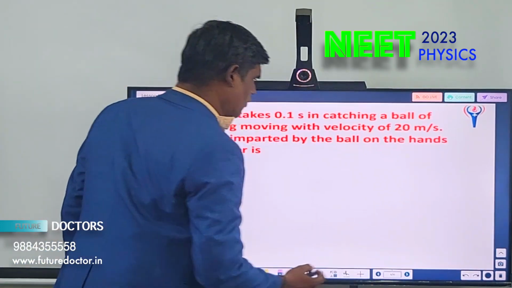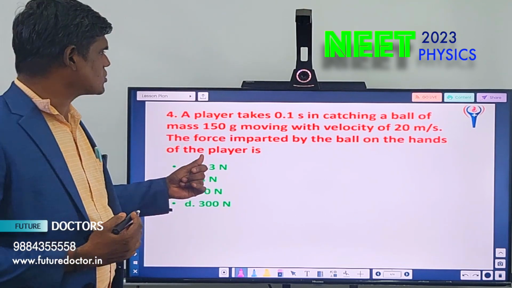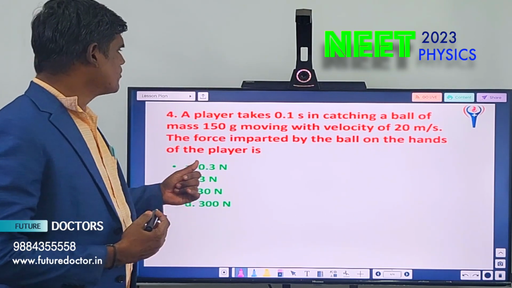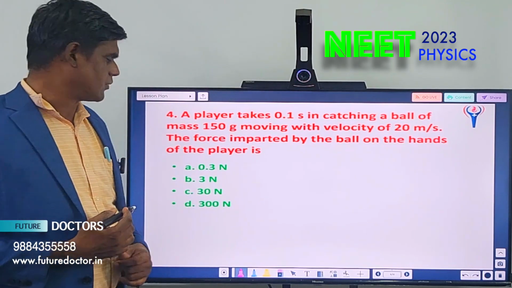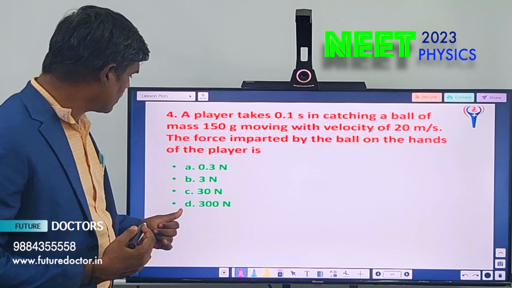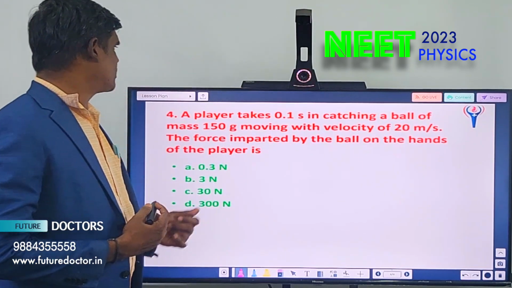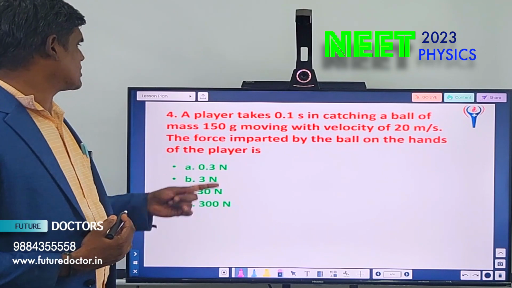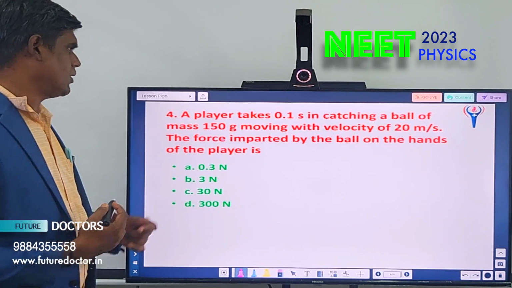Let's move to question number 4. A player takes 0.1 second in catching a ball of mass 150 gram, moving with velocity of 20 meters per second. The force imparted by the ball on the hands of the player is dash. A option 0.3 Newton. B option 3 Newton. C option 30 Newton. D option 300 Newton. Here you should know the impulse formula, the relationship between mass, time and force. By knowing the formula, you can solve this question.